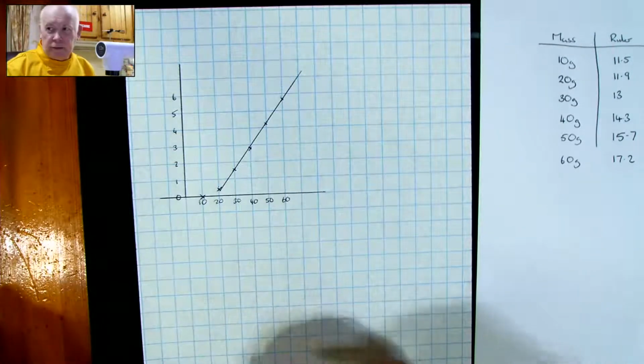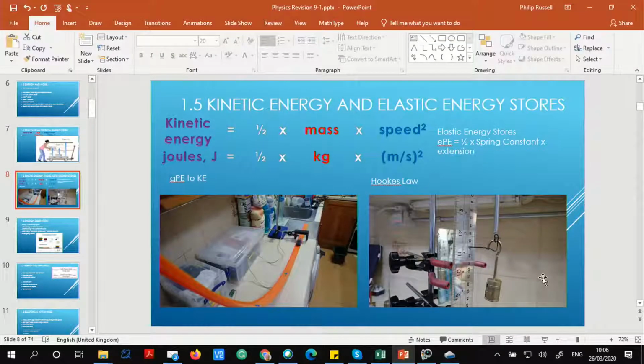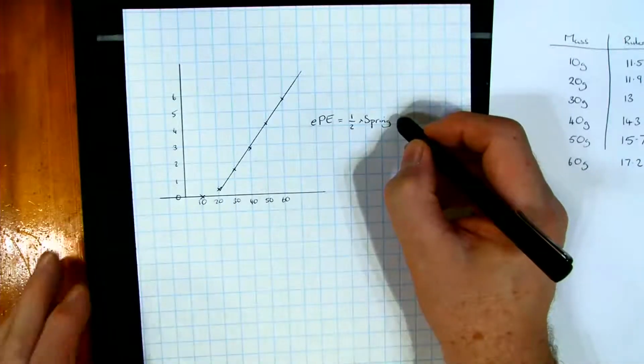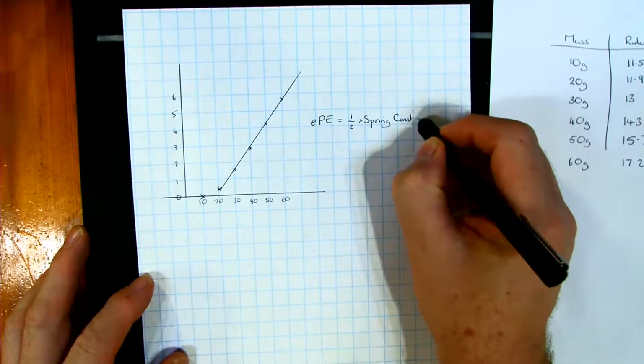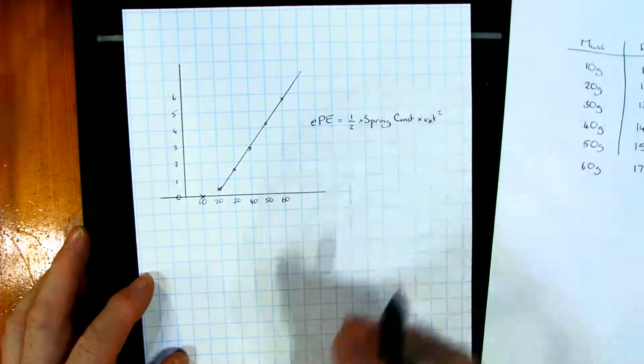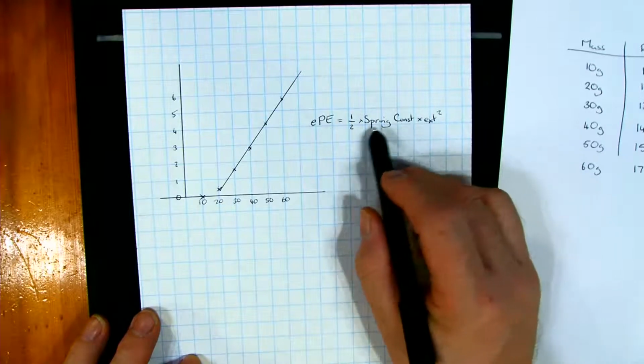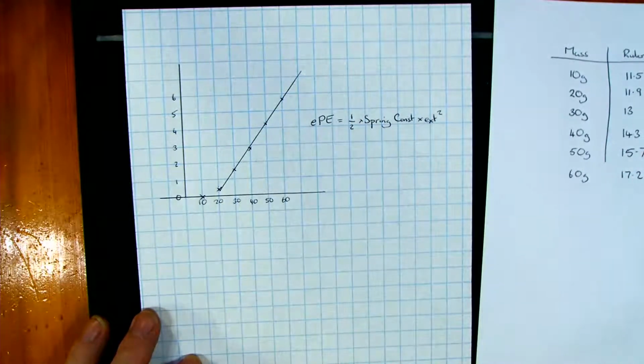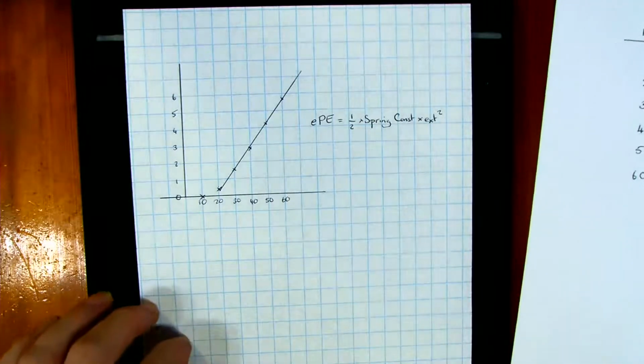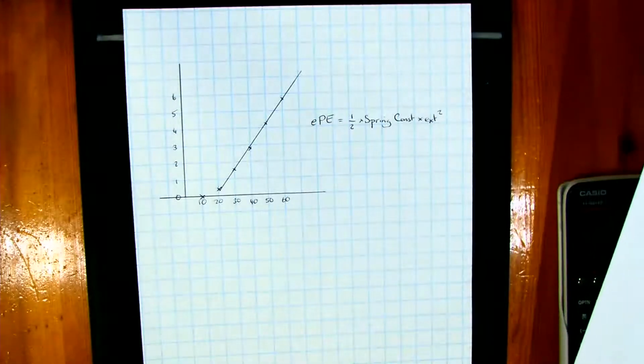And this tells us that elastic potential energy, EPE, equals half the spring constant times the extension squared. Now we can work out our extension, we can square it, and so we can work out what our elastic potential energy is. So let's see if we can actually do that.